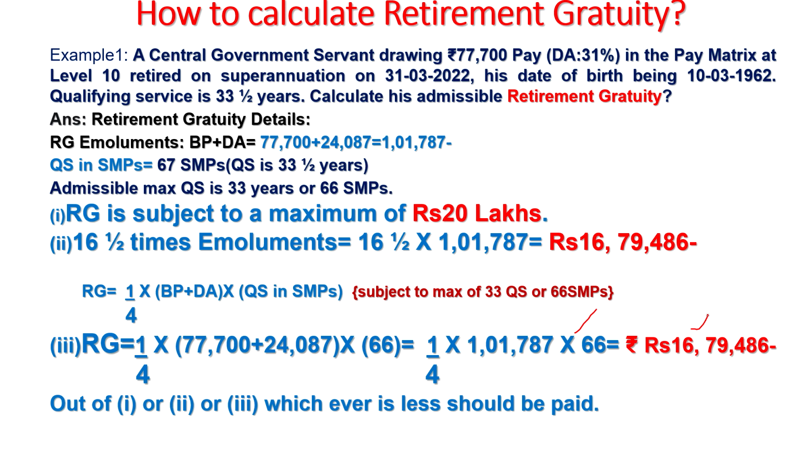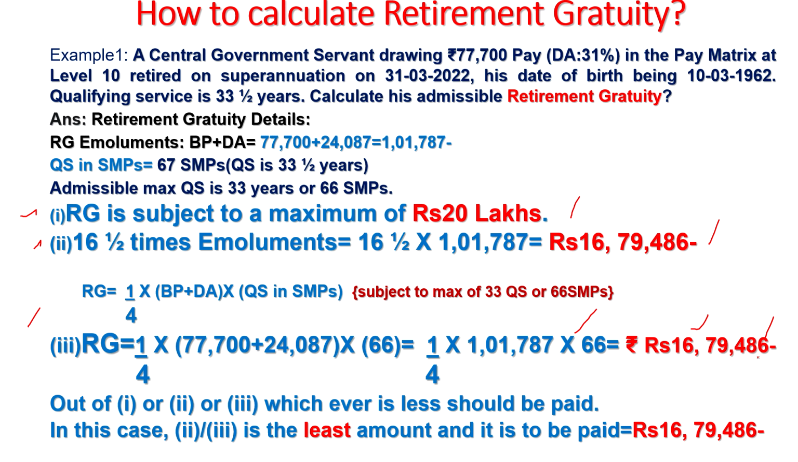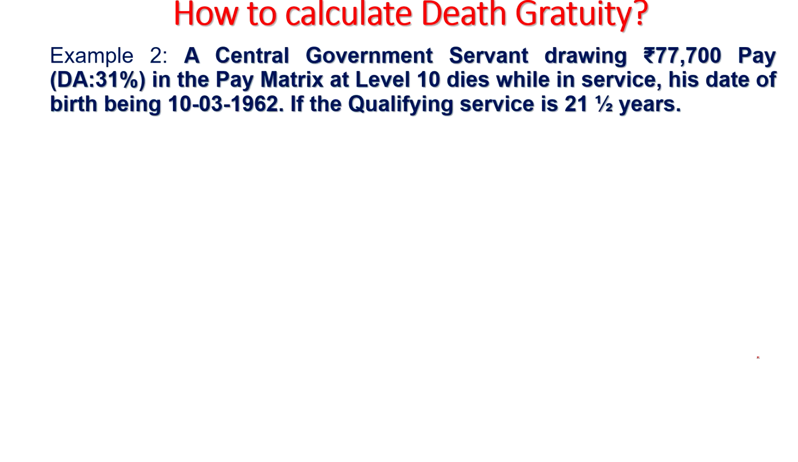The total is 16,79,486. So out of 1, 2 and 3, here we have 3 items, whichever is less will be paid. 20 lakhs is more, and the other two are the same, so 16,79,486 will be paid as retirement gratuity in this case, it being the least amount. So let us see another example.